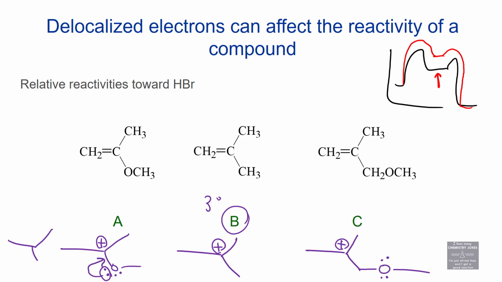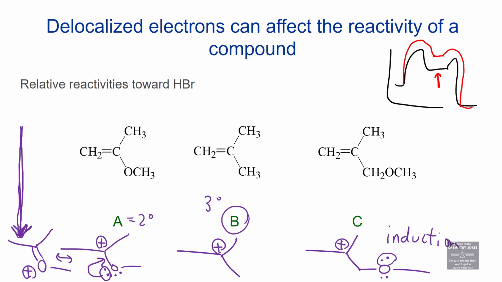In A, it can donate to make this kind of resonance picture. And if we consider those, who's the winner? This one, because everybody has an octet. In C, the oxygen must hinder that carbocation, making it worse. It hinders because of induction. There's no way that this lone pair can share with that positive charge. It's too far away. So A is a secondary carbocation that has resonance that makes it good.